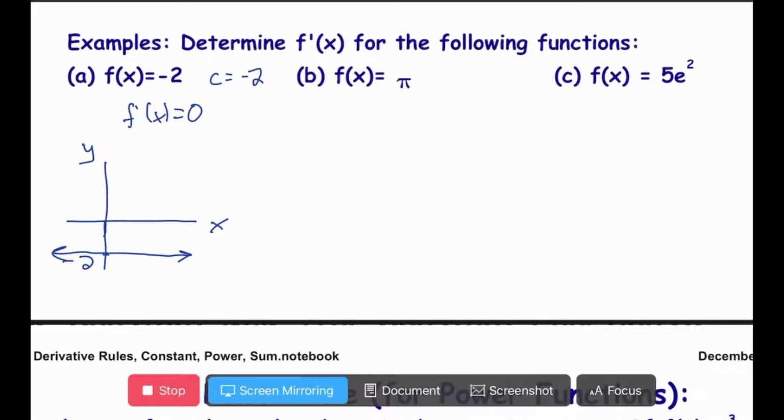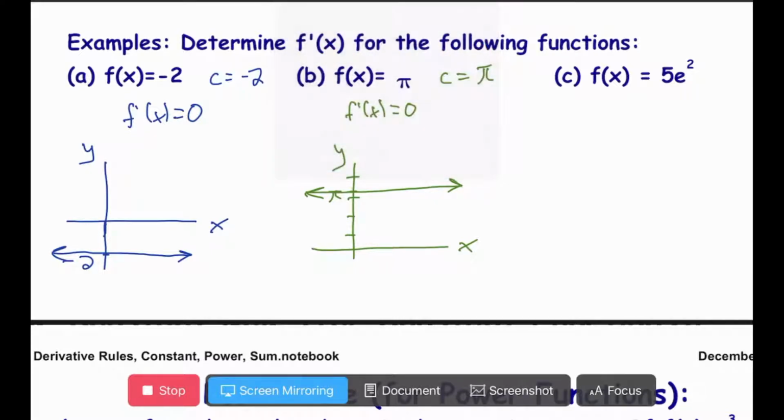In our next case, f of x equals pi. So it doesn't matter that it's not an integer. Pi is fine, so my c value is pi. My derivative, well, it said it's constant, so it's going to be 0. And let's just visualize that quickly once again. X and y, 1, 2, 3, 4. So pi is going to be around here. So I got my nice horizontal line running through. Yep, that has a slope of 0 everywhere. So it makes sense that the derivative is equal to 0.